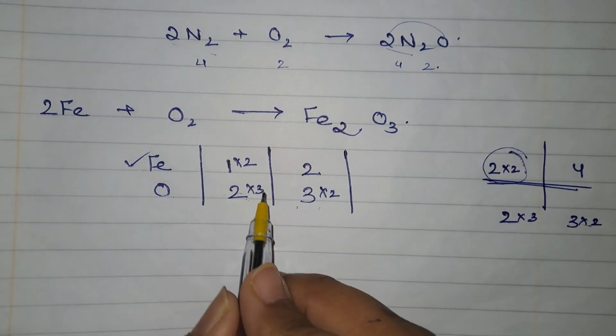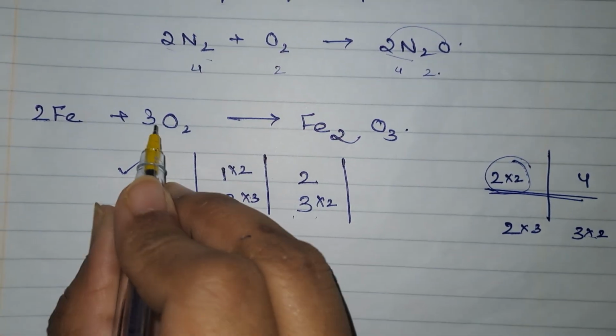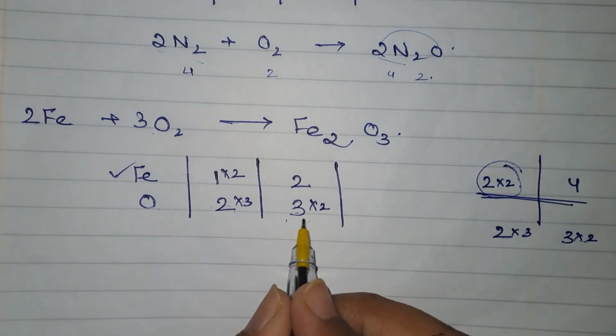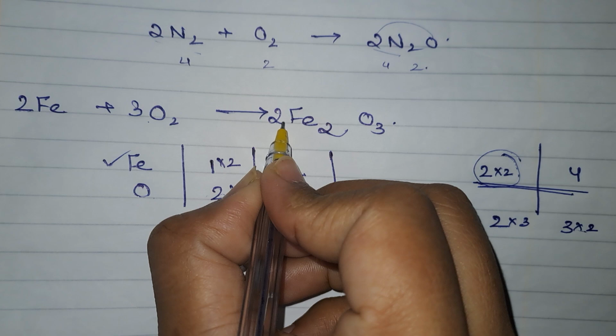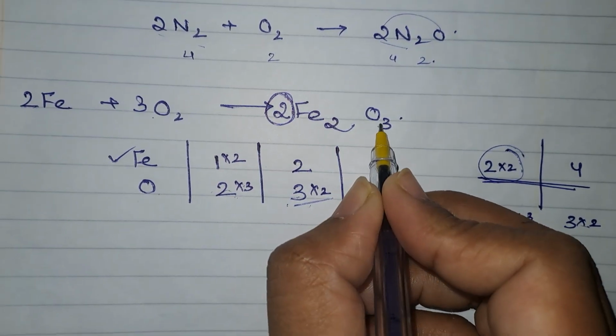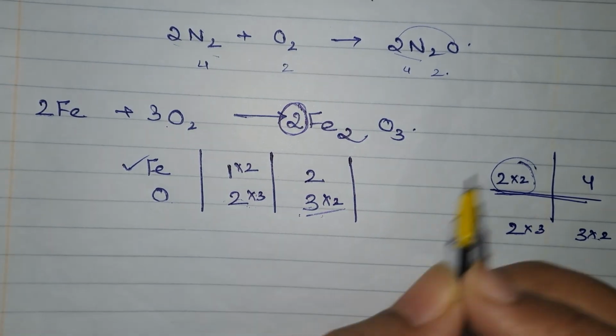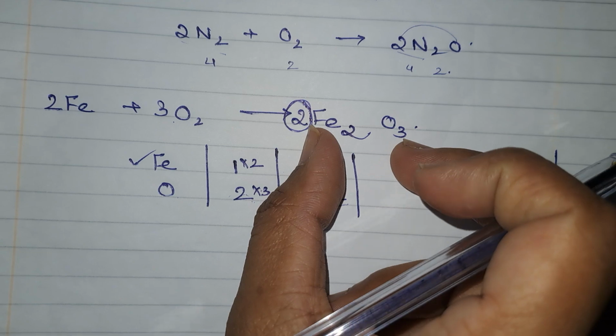So it becomes 2 3s are 6. Here goes a 3 because I'm multiplying with 3. And here when I'm multiplying with 2, that means the 2 is supposed to go in here, but not in front of oxygen, because it is one compound that I have.